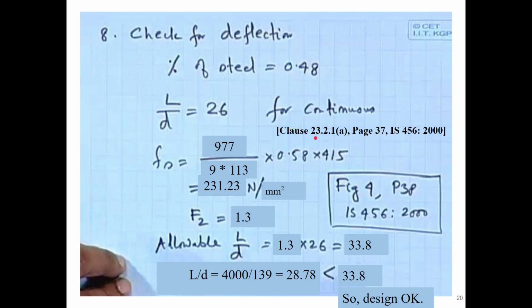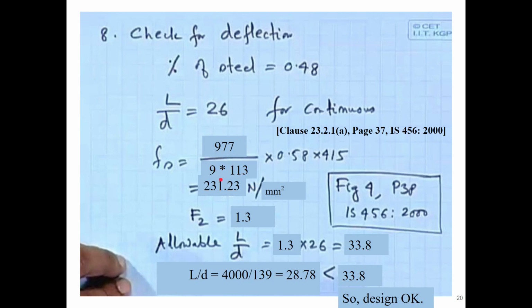Here, as per clause 23.2.1a, page 37 of IS 456, the L by D value is 26. Our value has to be lesser than the allowable limit. So this is the basic value. For tension reinforcement we have to apply a modification factor also, which is calculated as per figure 4 on page 38. The formula for Fs was 0.58 Fy into area of steel required by provided.